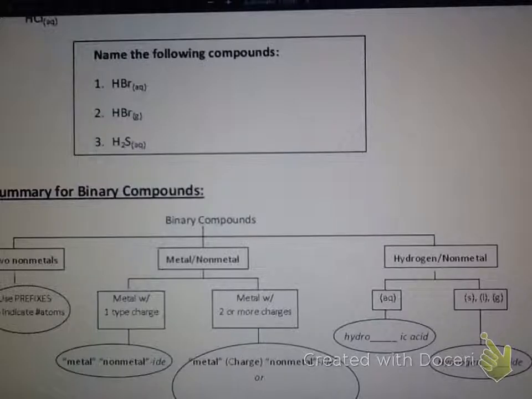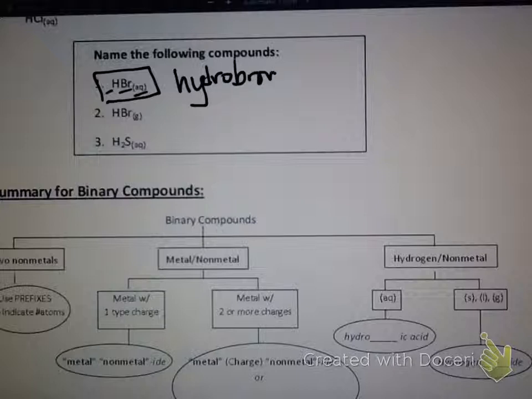Alright, so let's name some other binary acids. Here we have aqueous HBr. We see we have hydrogen at the beginning again, dissolved in water with a non-metal attached. So we're going to name this hydro-blank-ic acid. It's a binary acid. This will be hydrobromic acid. The brom is the stem for bromine that's going to go into the naming system. So it's hydro-blank-ic acid. The blank will be whatever the non-metal is. In this case, it's bromine, hydrobromic acid.